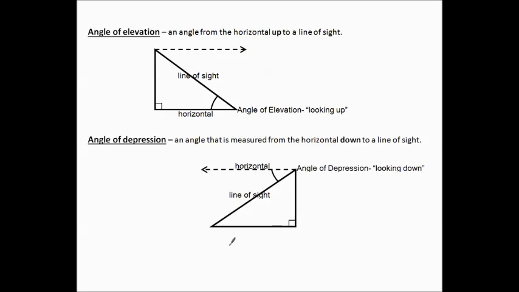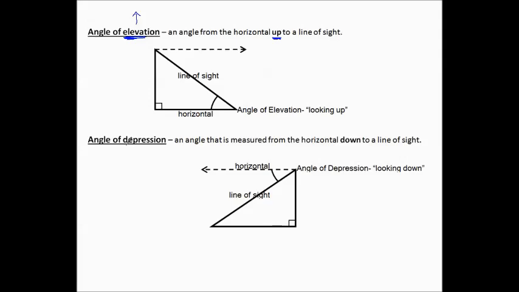Let's practice applying solving right triangles to real-world problems. Angle of elevation and angle of depression. Those are terms that are going to be necessary for being able to set up the scenario where we have a right triangle situation. Angle of elevation. Think of elevate, like an elevator, to go up. It is the angle from the horizontal up to a line of sight.